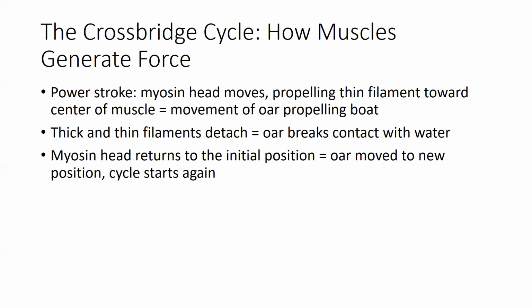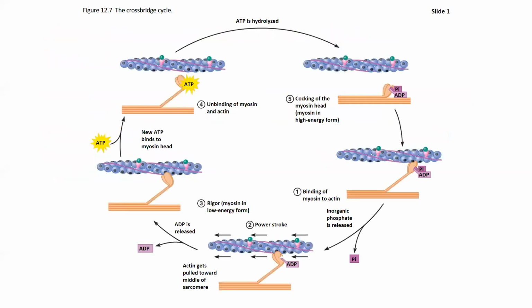Now, the power stroke is when myosin drags actin along. You can think of that as you pushing water behind you with that oar paddle. That's called a power stroke, that dragging motion where myosin reaches up, grabs onto actin, and drags it along. When the thin and thick filaments detach, think of that as you taking your oar paddle out of the water and repositioning it to a new place to start the cycle again. The myosin head returns to its initial position, and that's you bringing your oar paddle to a new position to start that continuous cycle. Any questions so far?